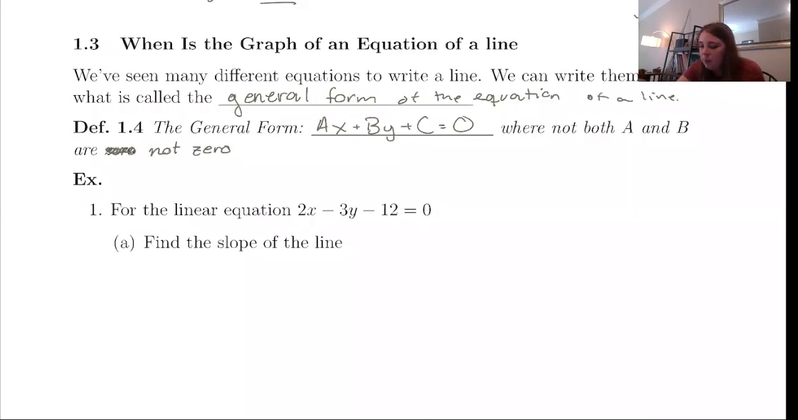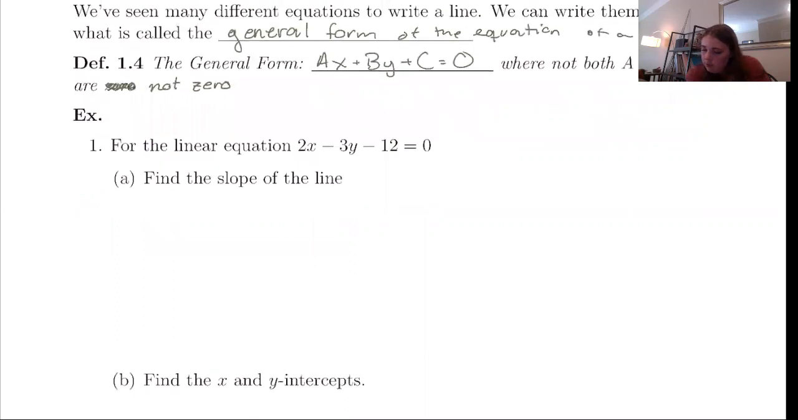It's just because if they were both 0, then you just have c equals 0, and that isn't always true if c is not 0. So that's why. All right. So for the linear equation, I think we just have 2.